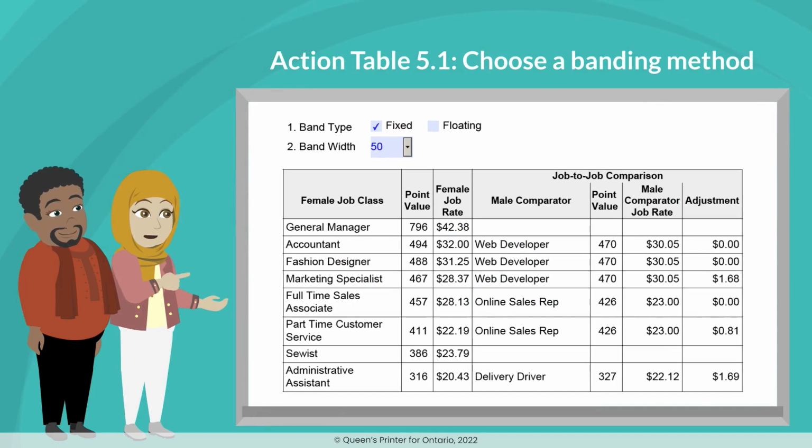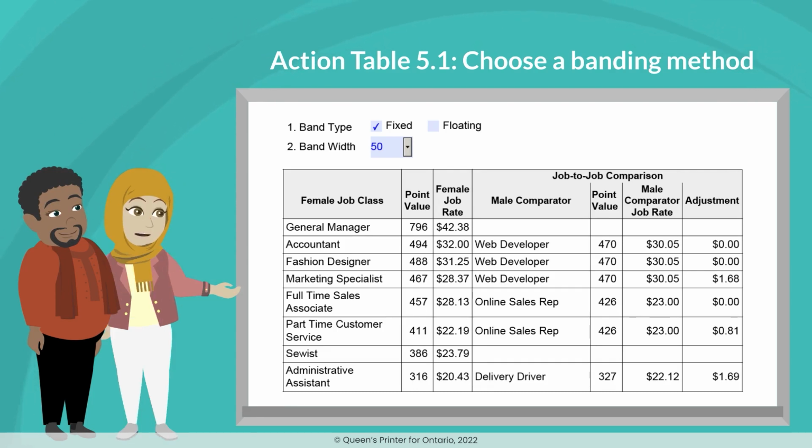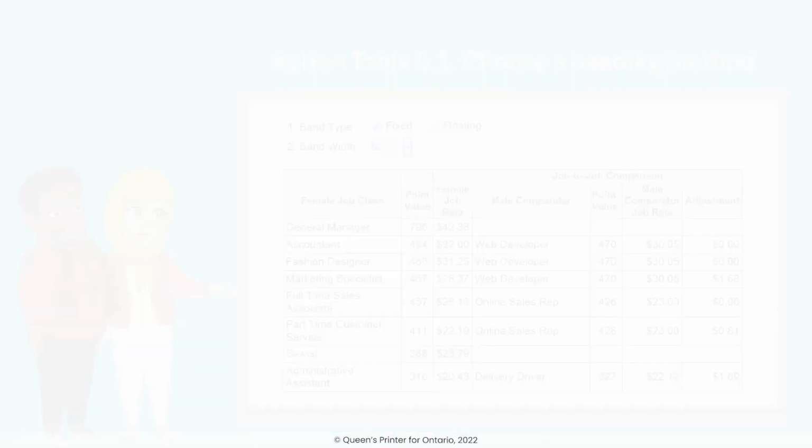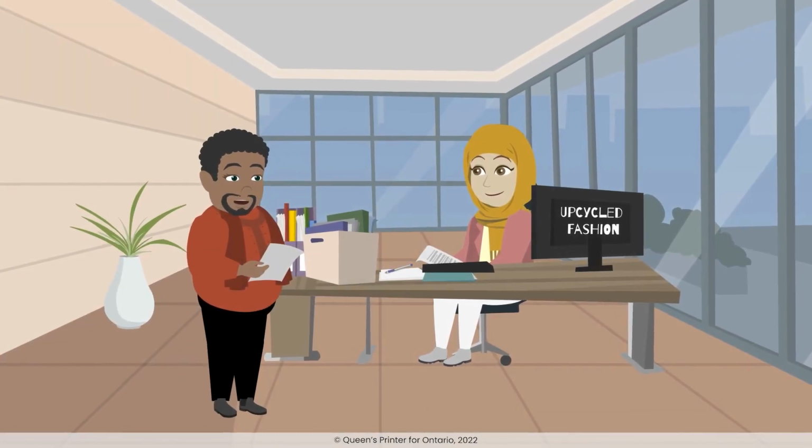You can use the toolkit to experiment with the different banding options to see if one option provides you with more comparator options than another, or if the width of your fixed bands align well with the natural clusters of your job classes. You can even save your different experiments for future reference. Just be sure to give each experiment a clear file name so that you can tell them apart from your real pay equity analysis. That's important to keep in mind.